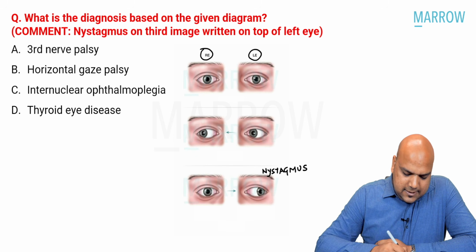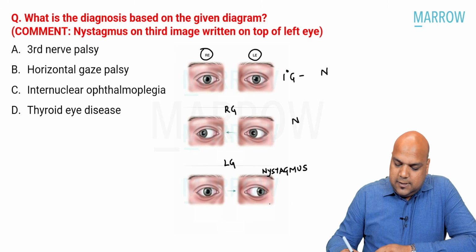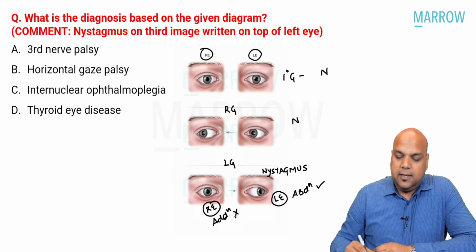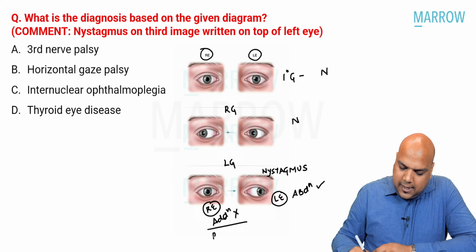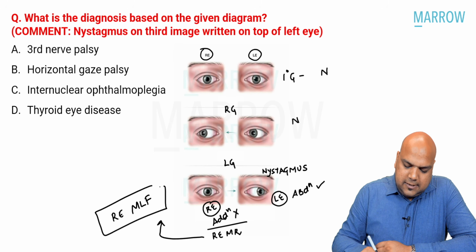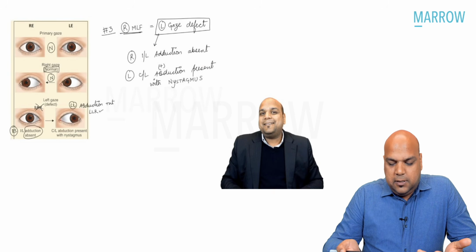In case scenario one, as is seen on the screen, primary gaze is normal, then right gaze is normal, then left gaze. In left gaze, what do we see? We see that the left eye abduction is present, but the right eye adduction is absent. Right eye adduction means right eye medial rectus, or I can extrapolate it to right eye medial longitudinal fasciculus. Yes or no? I hope you remember the image as I've shown you.